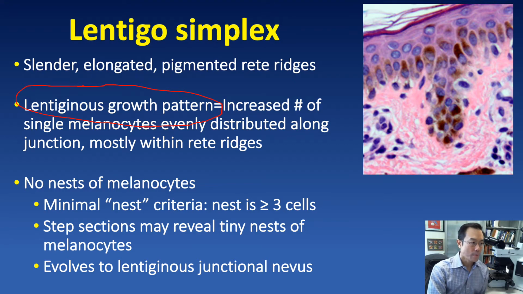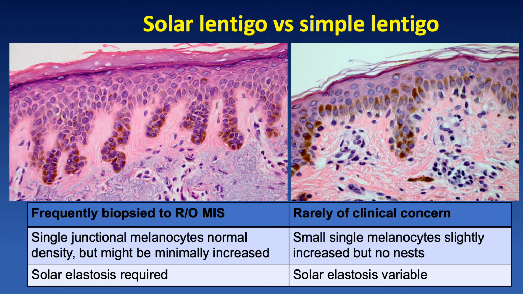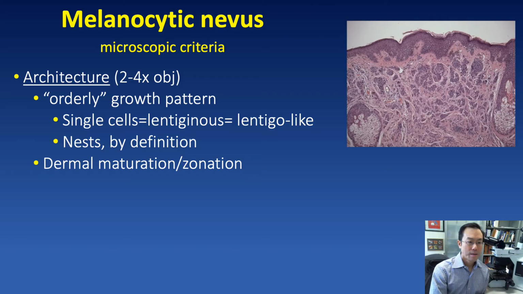And so the simple lentigo, by definition, does not have nests of melanocytes, nests being defined as collections of 3 or more melanocytes along the junction. Now, in reality, we're looking at lesions in 2-dimensional slices. So if you get step sections through what appears to be a simple lentigo, it's not uncommon that you would find tiny nests of melanocytes. Then you can just upgrade it to a lentiginous junctional melanocytic nevus. And here's the summary slide for the 2 different forms of lentigo. So now we've made it back up to the melanocytic nevus.